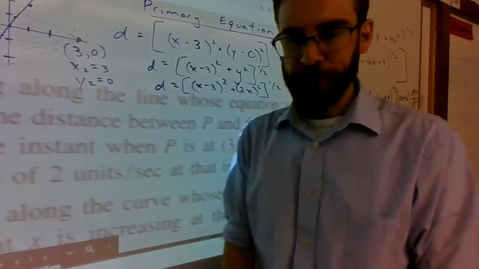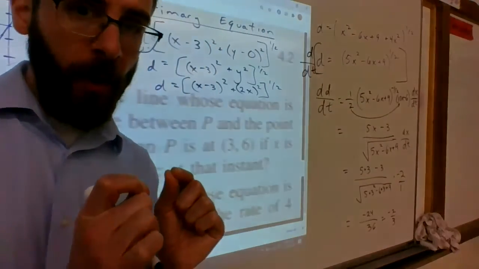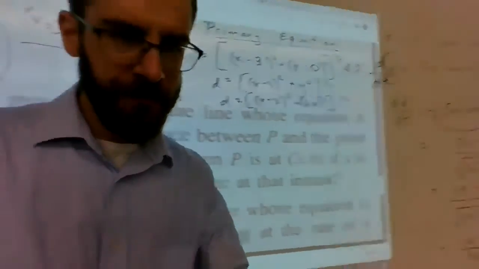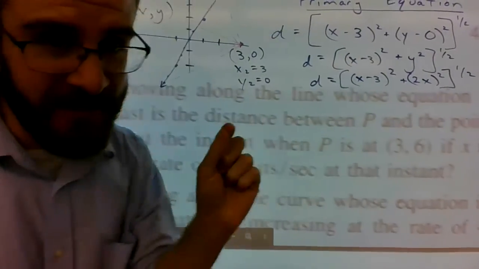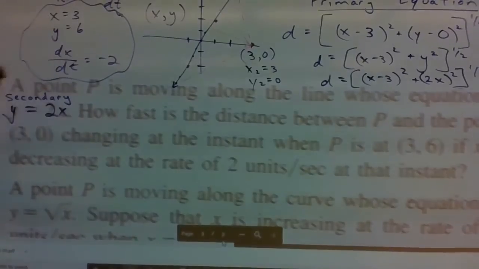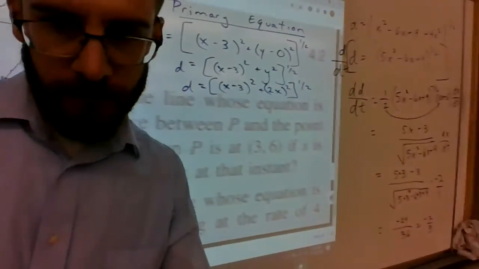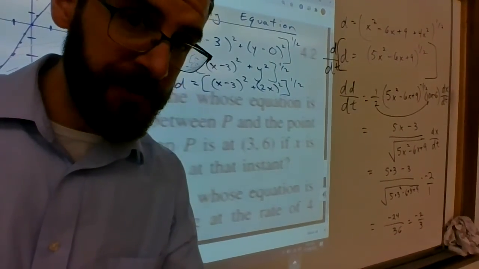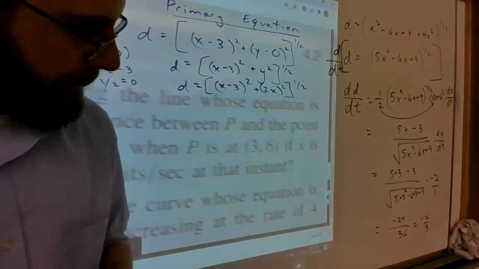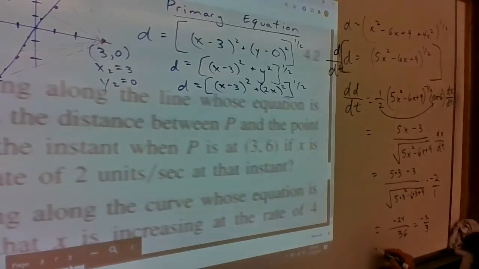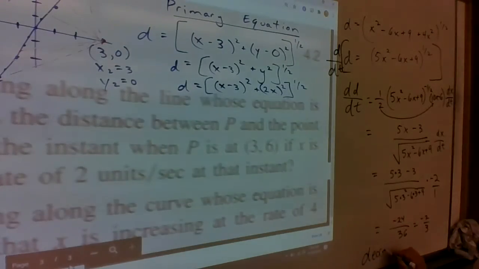All right, so the distance between the point (3, 0) and any point traveling on the curve, at the given instant that we're at the point (3, 6), is going to be negative 2/3 units per second, or decreasing 2 units every 3 seconds.